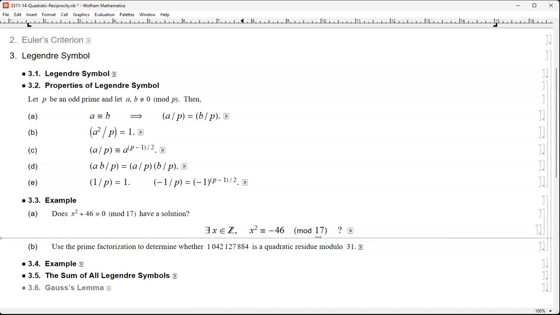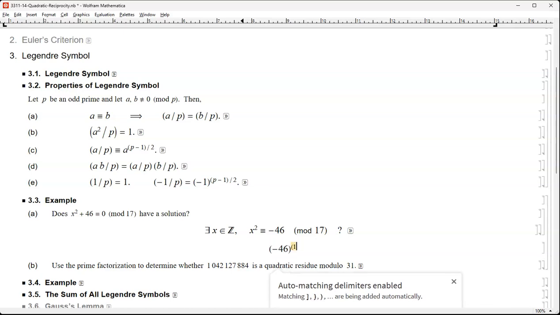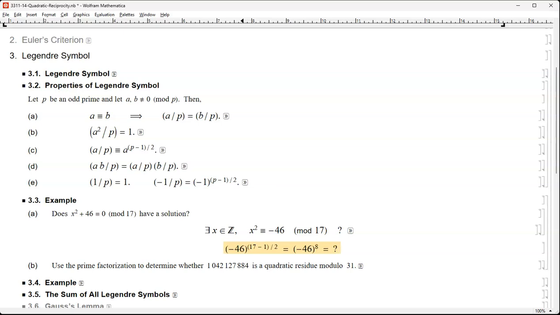How do I do that? Well, one way is to compute negative 46 to the (47 minus 1) over 2 power, which is negative 46 to the 23rd power, and then find out whether it is congruent to 1 or negative 1 mod 47. Well, with a calculator you can do it. Without a calculator, that's going to be a bit too much work.